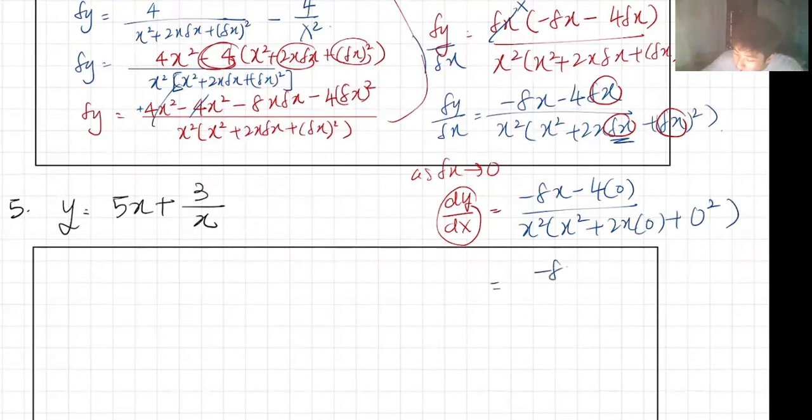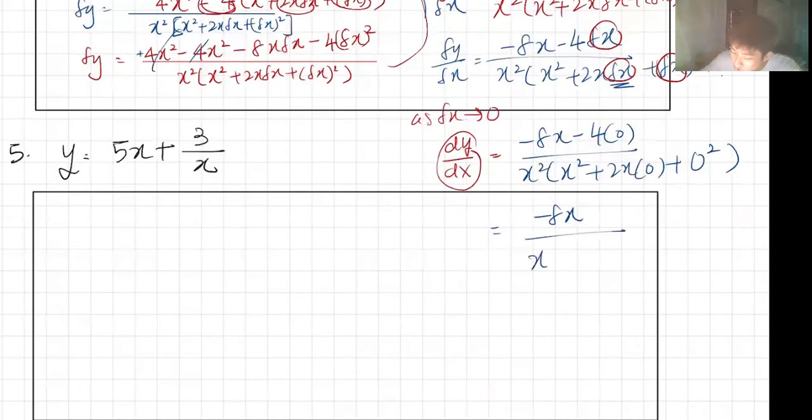You have minus 8x on the top, because this one will become 0. Divide with what? x squared times x squared. This is 0, this is 0. Because 2x times 0 is also 0. Plus 0, 0 squared is also 0. Everything will become 0. You see, isn't it nice?